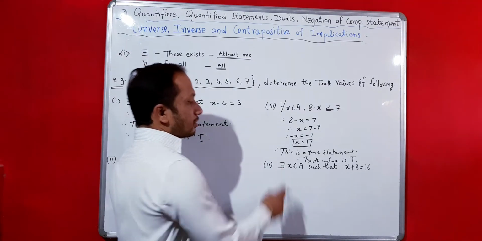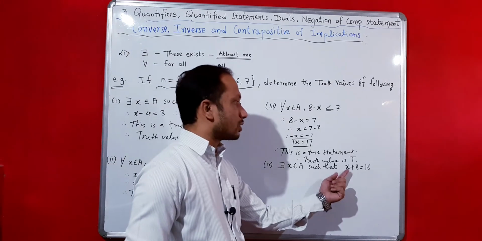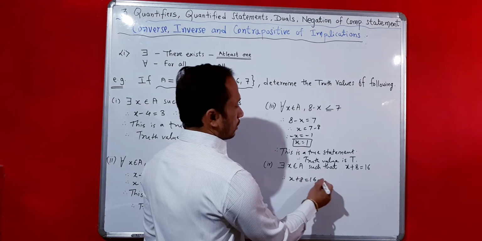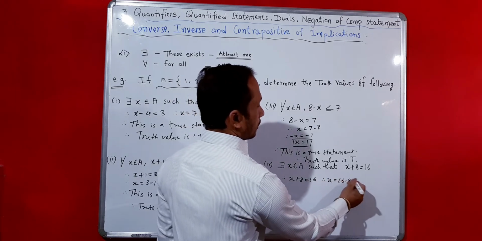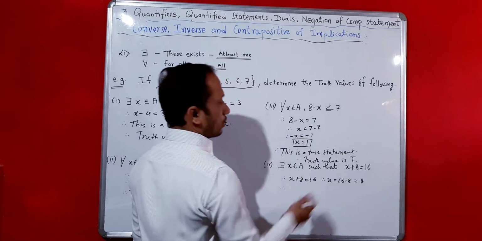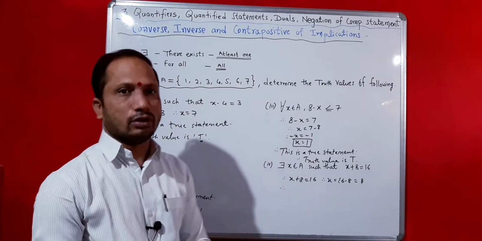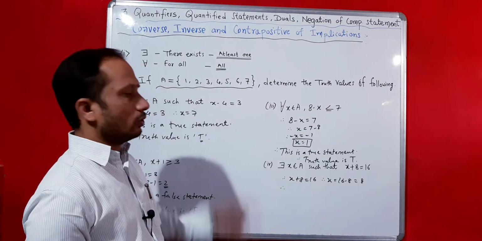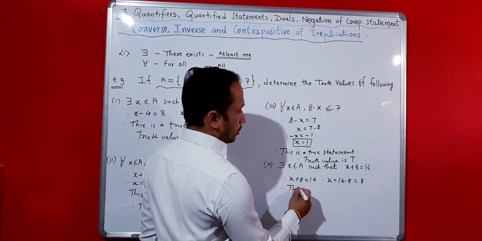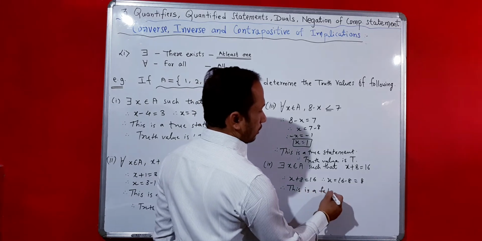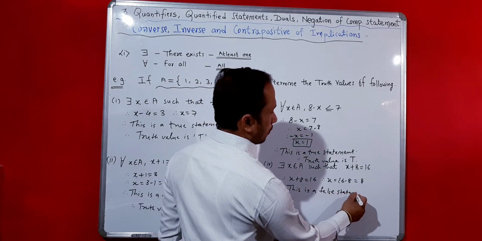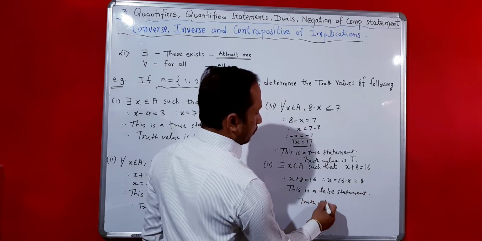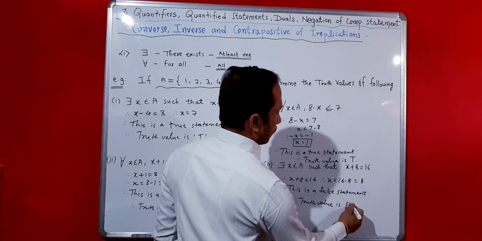Now, there exists x in set A such that x plus 8 is equal to 16. Therefore x is equal to 16 minus 8, which is 8. This is not a true statement because 8 is not present in the given set. Therefore this is a false statement and the truth value is F.